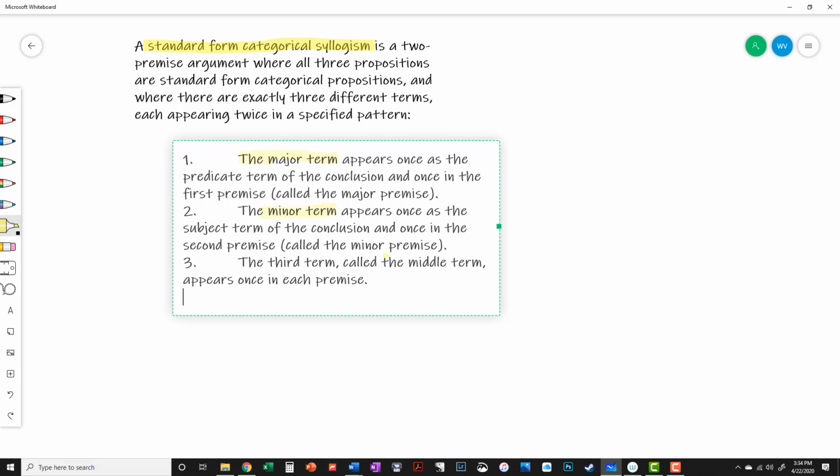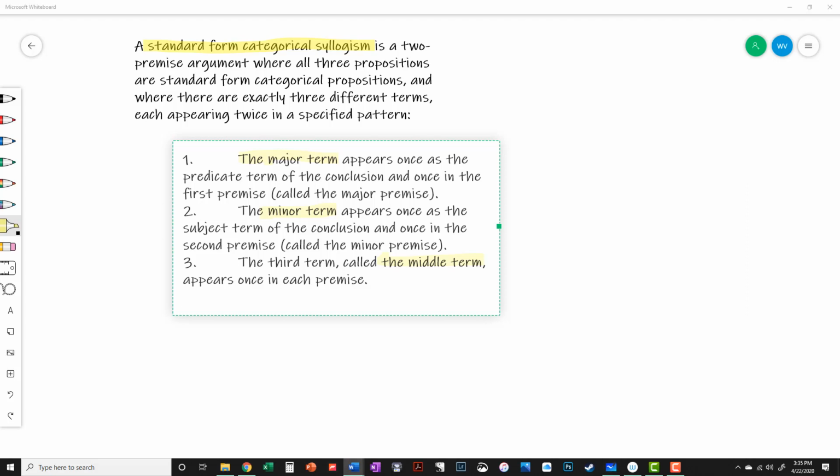That third term is called the middle term. It's kind of the linking term, the term that joins together the two premises, and that middle term we'll just represent with the letter M. Okay, so this is an important restriction or definition on how standard form categorical syllogisms can be constructed. And the way that Aristotle developed this kind of logic and the way that the medieval logicians elaborated on it, you can only use the techniques of this kind of logic if you have a categorical syllogism that's set up exactly this way. All right, so this is a very important definition, and you'll need to memorize it.